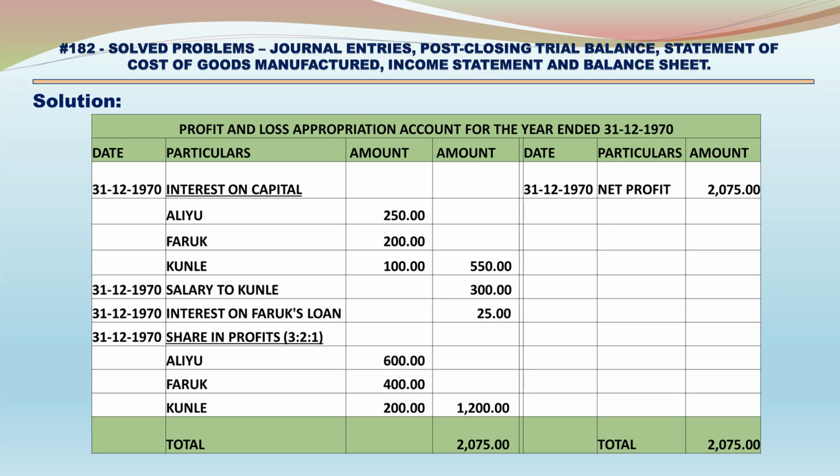Profit and loss appropriation account for the year ended 31st December 1970. Date, particulars, amount. On the credit side, 31st December 1970, net profit 2075. On the debit side, 31st December 1970, interest on capital: Aliyu 250, Farooq 200, Kunle 100, total 550. Salary to Kunle 300, interest on Farooq's loan 25. Share in profits 3:2:1: Aliyu 600, Farooq 400, Kunle 200. Total profit 2075. Total distribution 2075.